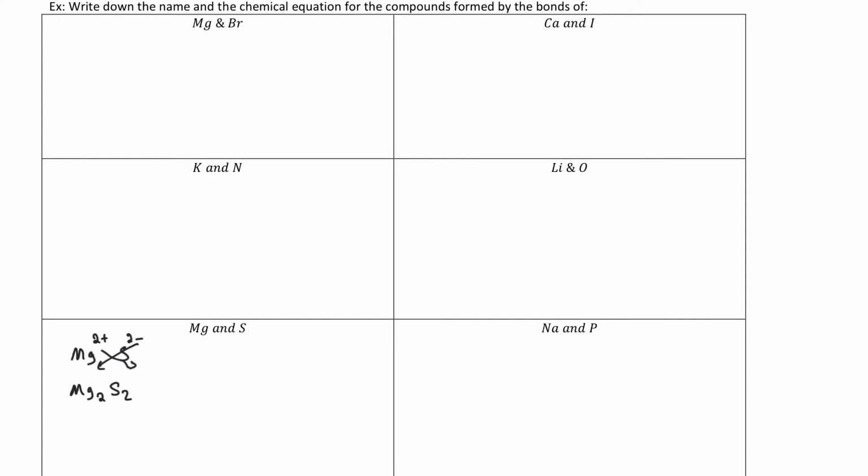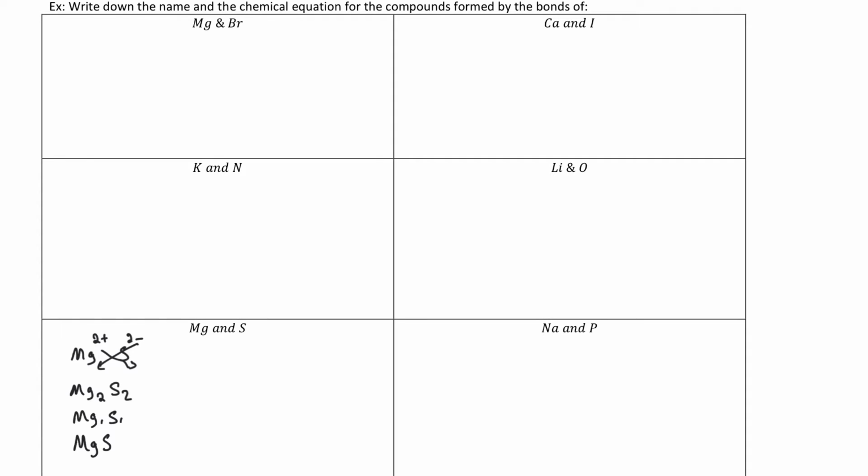Mg2S2. But whenever you're writing these, if you get something that can be simplified, like this ratio of 2 to 2, it can be simplified to a ratio of 1 to 1. So you would write it like this. You don't even have to write all these steps, and this just simplifies to MgS. That would mean that the ratio is just 1 to 1 between the magnesium cation and the sulfur anion.